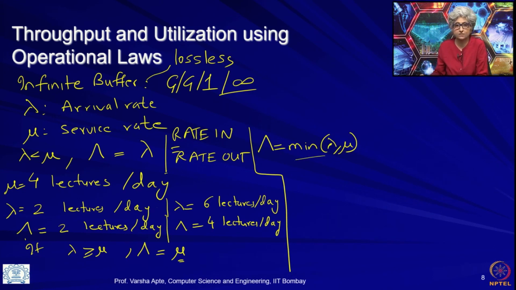Now, thinking about this a little bit, it is very easy to extrapolate this. Let us take a G/G/C system where we have C servers. Now the service rate possible here is C mu.